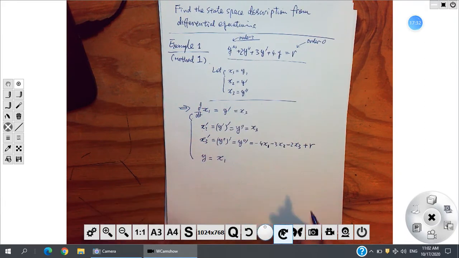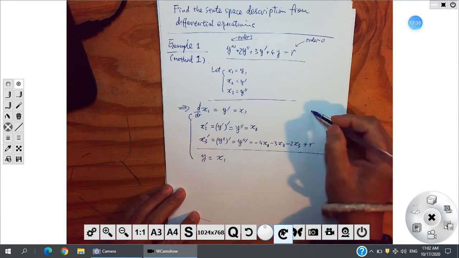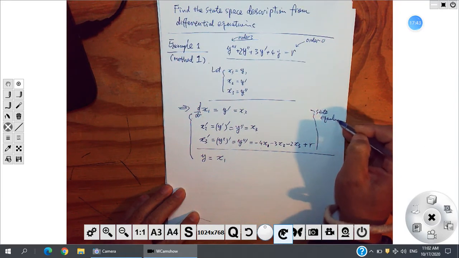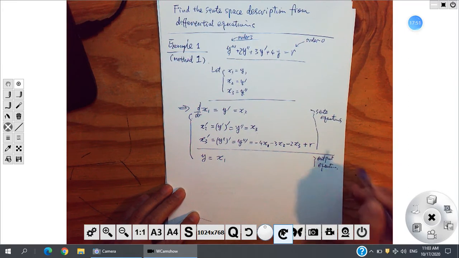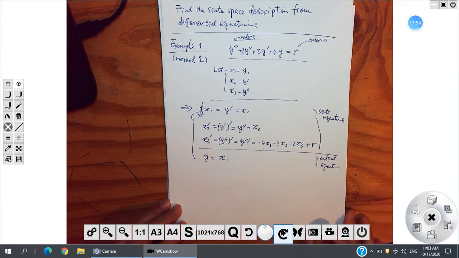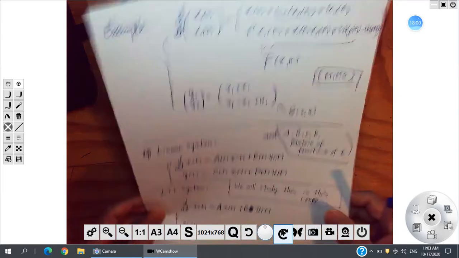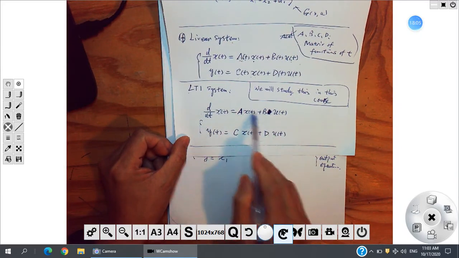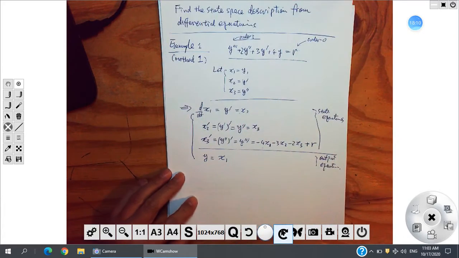Okay, now we have the equation. These three are state equations. And this one is the output equation. We can try to write these in the form we say for a linear LTI system. So we will try to write in this way. They are all in matrix form. All these A, B, C, D, they are matrices, right? So we write in matrix form.